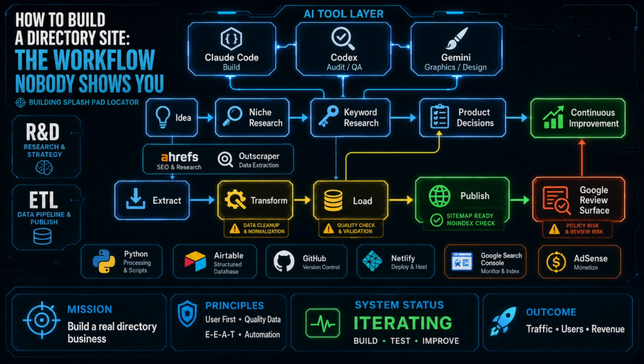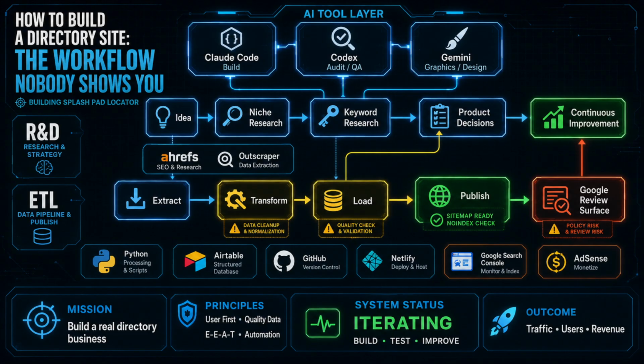By the end, you should understand the build path, how to research the niche, design the data source, clean the records, load the operating data store, publish the site, and keep improving from Google feedback. So use Pad Locator as the example, but listen for the repeatable pattern you can use in your own directory project. This diagram is the map for the whole episode.